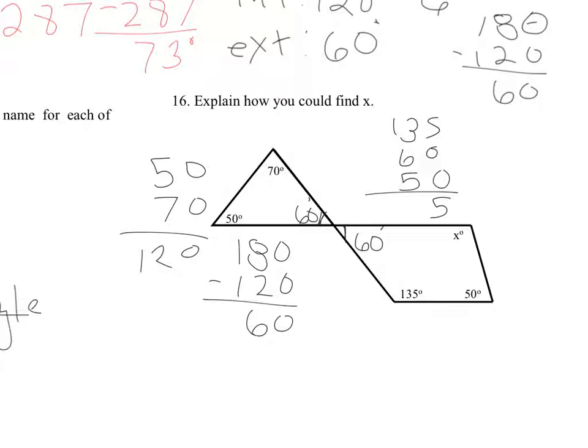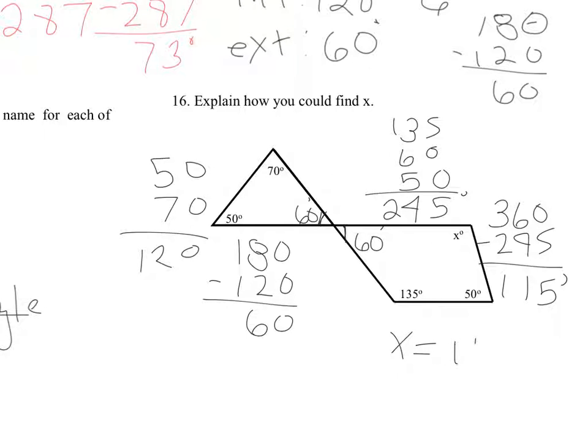Is that what you said? Yeah, 245. 360 minus 245 is 115, divided by... and x is 15. Yes.